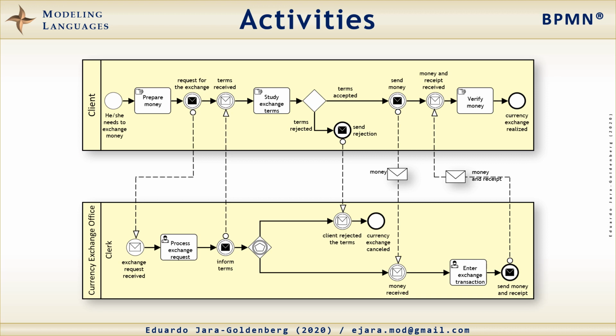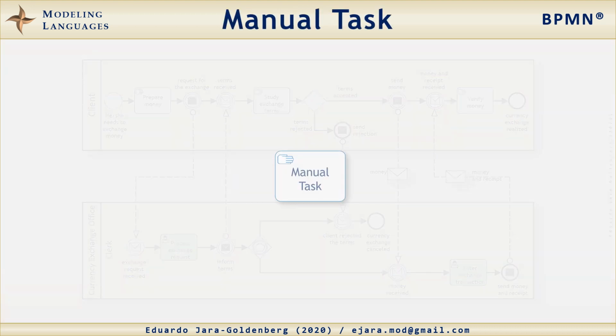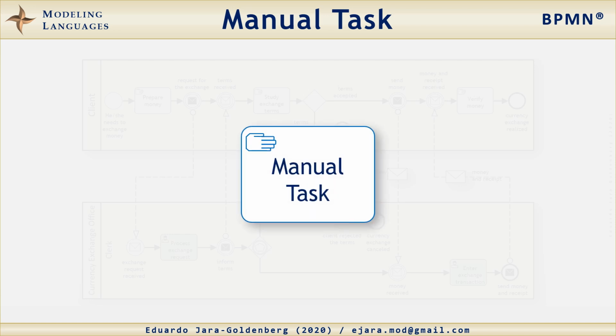There are 8 types of tasks. A graphical marker in the upper left corner of the shape indicates its type. In this example, 2 types of tasks are used: manual task and user task. A manual task is expected to be performed without the aid of any application. An example of this could be an IT technician installing a modem at a customer location.